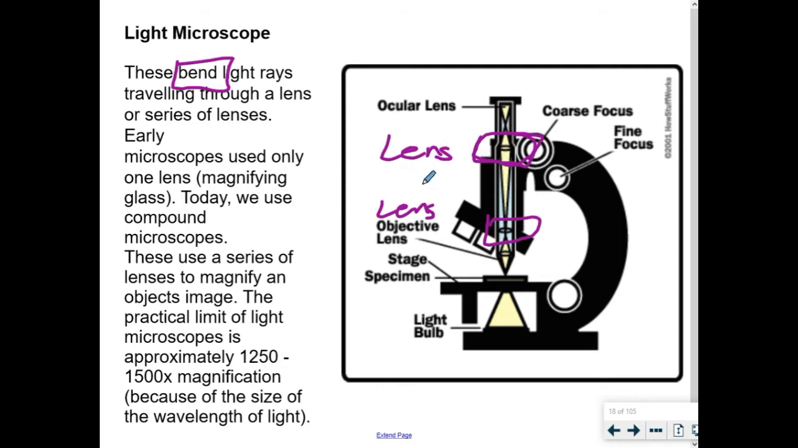If you have 2 different lenses, what ends up happening is light goes from the light bulb underneath the microscope, it goes through this lens, it goes through this lens, and when you put your eye into the piece up here, you see a zoomed in image. Now, one of the cool things about light microscopes is that they give you the ability to zoom in to about 1250 to 1500 times magnification, which is a lot of zoom. Like that is considerably more than what you can see without a magnifying glass.